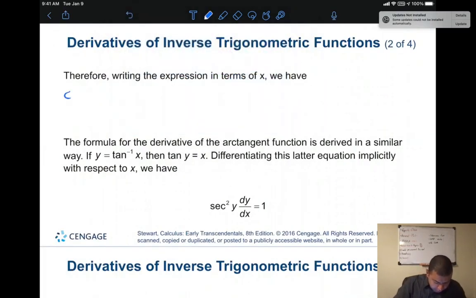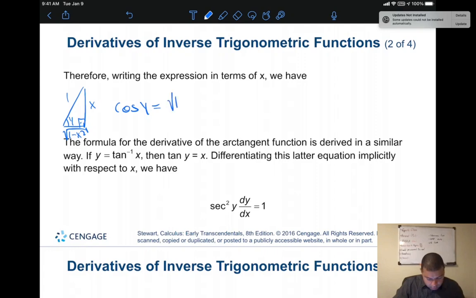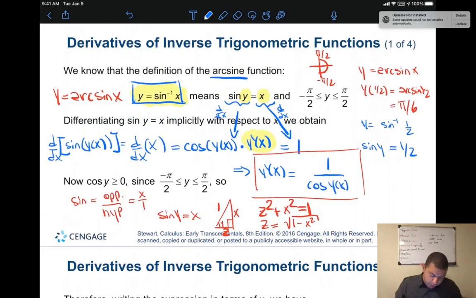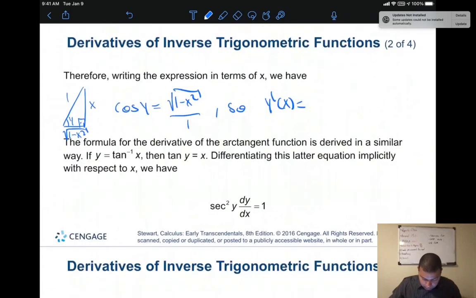remember, I'll redraw the triangle here. This is y, it's 90, x, 1, square root of 1 minus x squared, right? Just found it. So the cosine of y is the adjacent over the hypotenuse, which is just 1. So y prime, which is what I was looking for, remember it was 1 over cosine of y. It will be 1 over that thing I just found. It's 1 over the square root of 1 minus x squared.